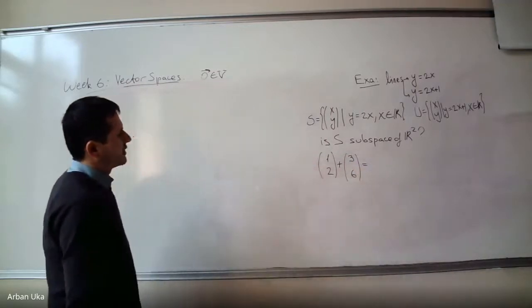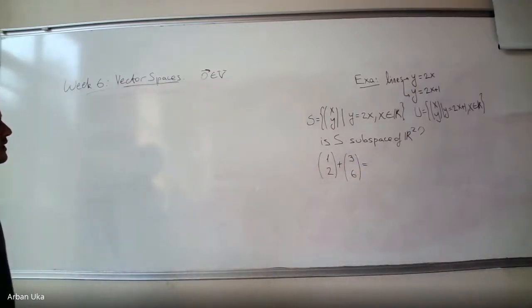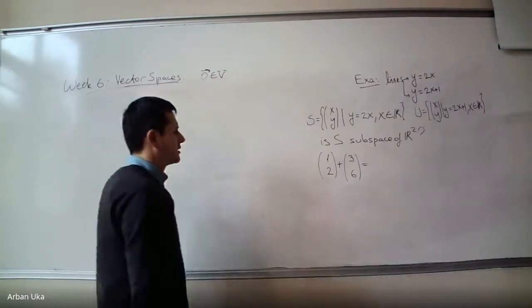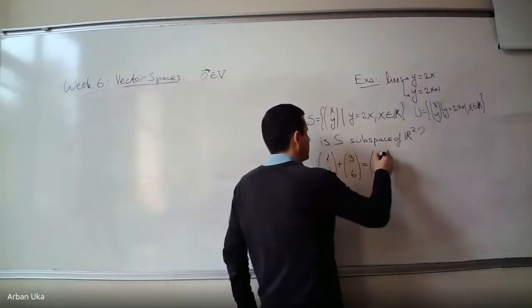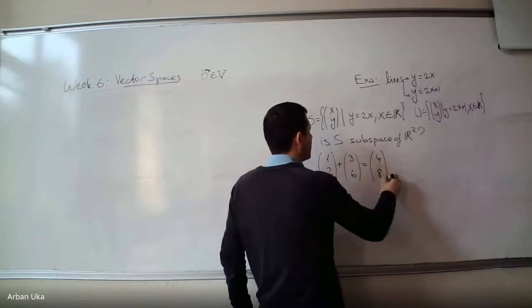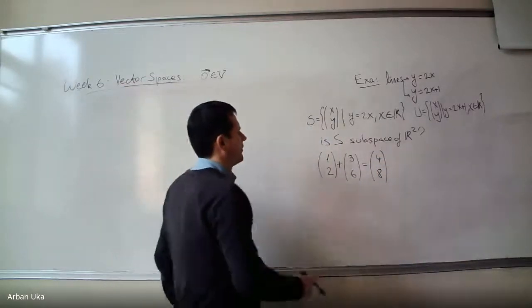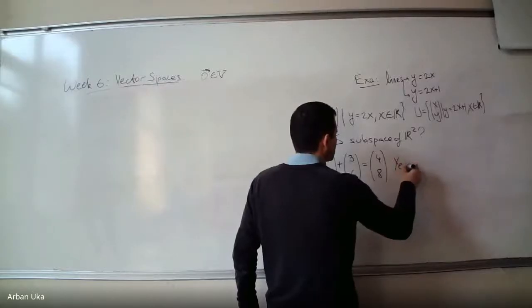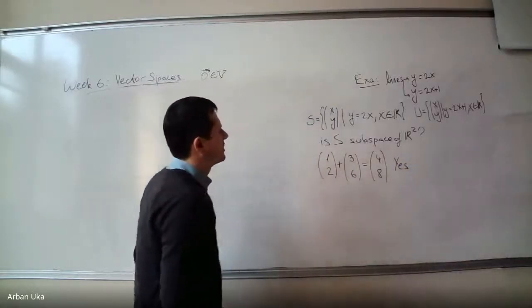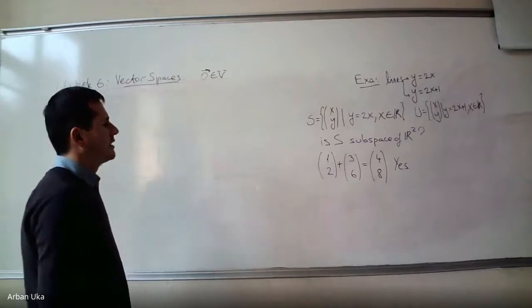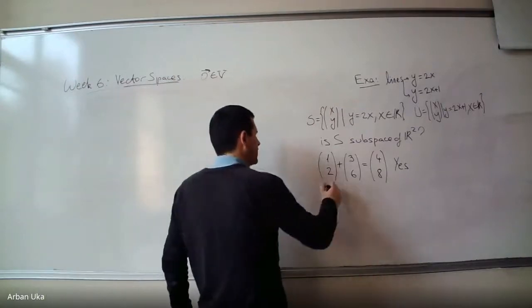So let's pick two vectors from S, (1, 2) and (3, 6). Let's add them together. We get (4, 8). Is (4, 8) an element of S? Yes, that's true. So yes, the first condition is satisfied. And then, is (0, 0) an element of S?